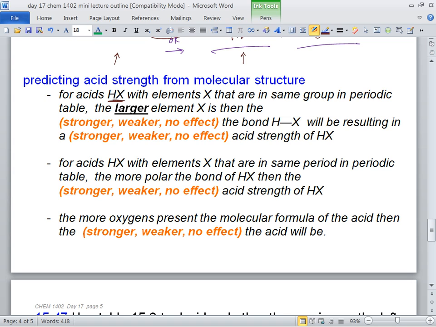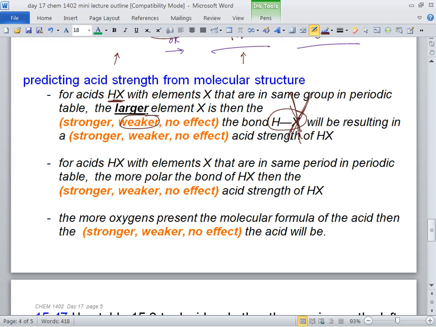As you go down a column, they get bigger. So this X is getting bigger and bigger as you go down the group. Then the bond will be... So in other words, you have this bond HX. As X gets bigger and bigger, the bond gets, what would you argue? Weaker, right? It's kind of like charge distribution. It's spread out farther and farther. So the bond gets weaker and weaker.